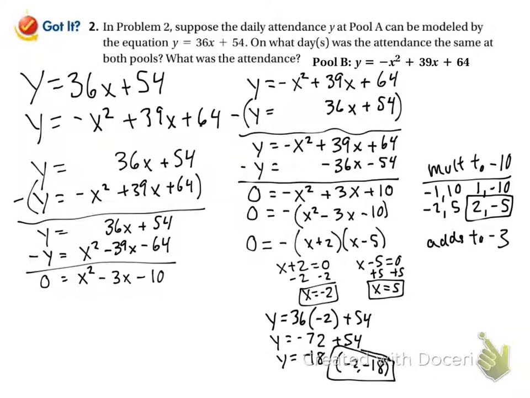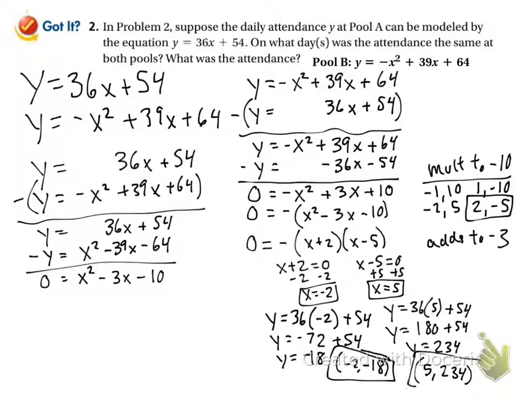And I'll do the same thing on the other side. Y equals 36 times 5 plus 54. So y is equal to 36 times 5 is 180. And when we add the 54, we get that y is equal to 234. So we get the 5, 234, and that's our other solution.